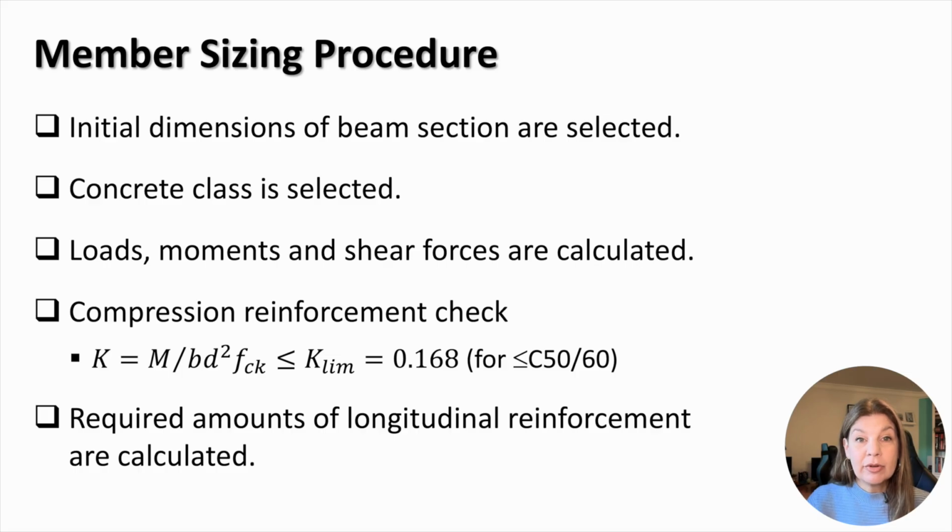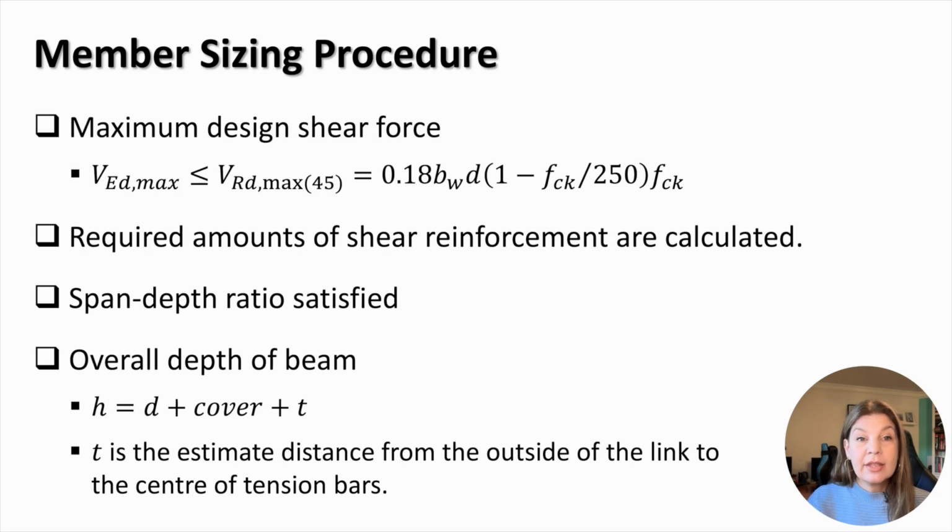The need for compression reinforcement is checked through calculating the parameter K and comparing it to the limit value. And then the required amounts of longitudinal reinforcement are calculated. The shear resistance of the section is then checked. The required shear reinforcement is calculated. The span-to-depth ratio is checked to assure that the deflection requirements are satisfied. And the overall depth of the beam is calculated as the sum of the effective depth, the cover to reinforcement, and the estimated distance from the outside of the links to the centre of the tension bars.